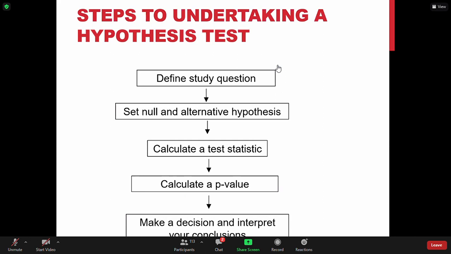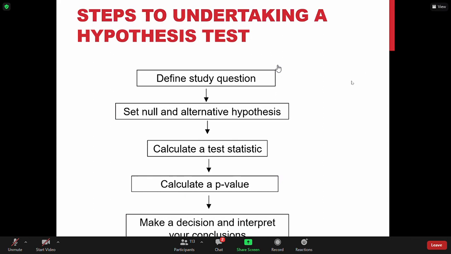Okay. So once the null hypothesis and alternative hypothesis are set, we can now calculate the test statistic. And then calculate as well the p-value, make a decision, and interpret your conclusions. Okay. So next slide, please.